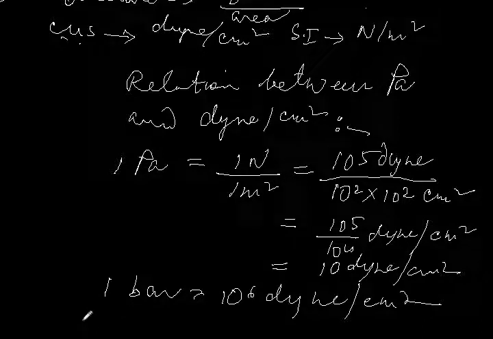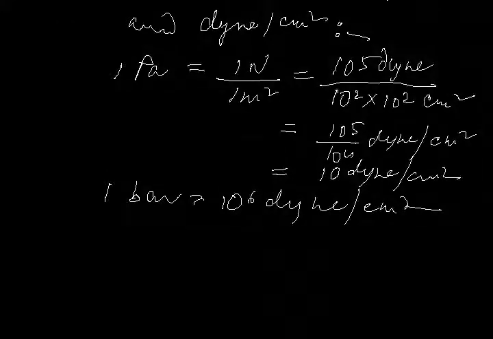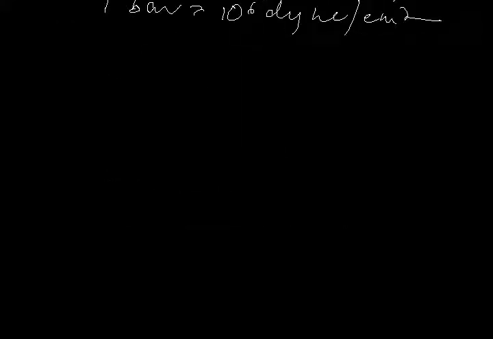Now pressure is also expressed by atmospheric pressure. 1 atmospheric pressure means normal pressure. Normal pressure means pressure of 76 centimeter mercury. Normal pressure is also called standard pressure.